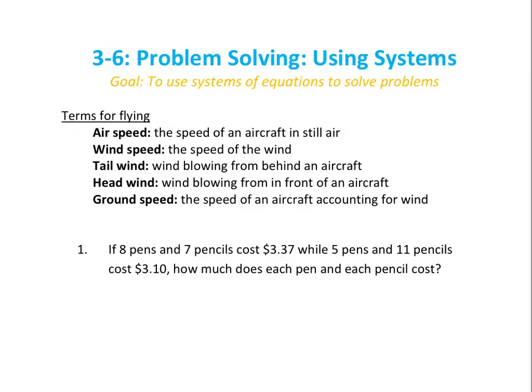Airspeed versus ground speed. Airspeed is just the speed of the aircraft in still air, what you would be if there was no wind. And the ground speed, this is a disaster already. The ground speed is the speed of the aircraft accounting for wind. This also is going to come into effect when we deal with current and stuff like that, but the airspeed and ground speed are two different things.